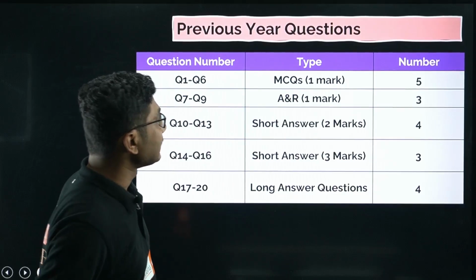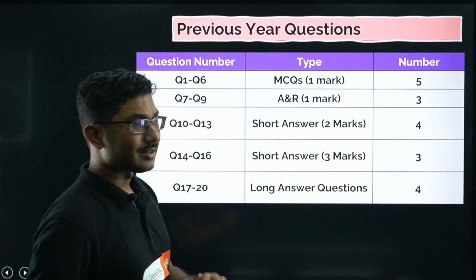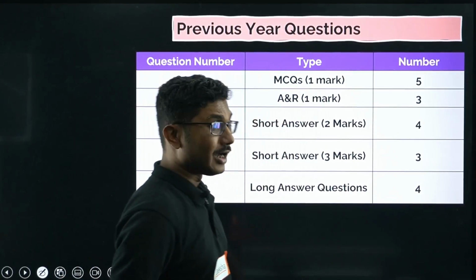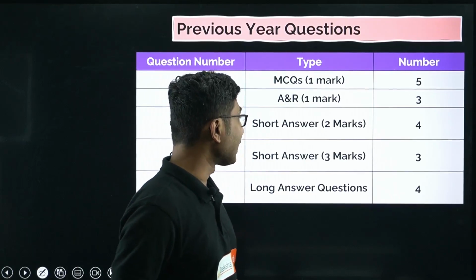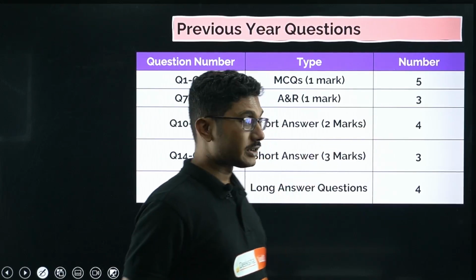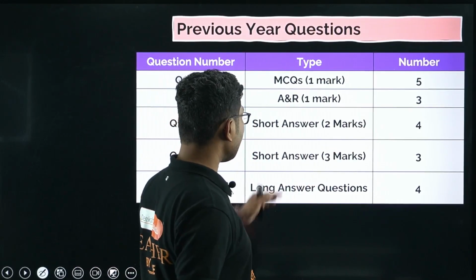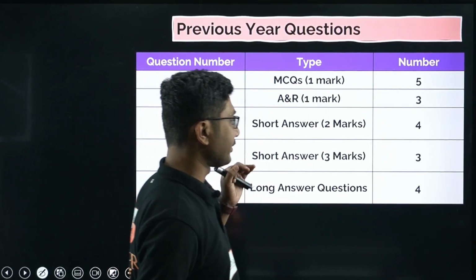So we will be discussing 5 MCQ questions. MCQ questions are slightly important from this chapter. Then we will also be discussing assertion and reason based questions in case they are asked from this chapter. There will be short questions, 2 marks, 4 questions, and short answer type questions, 3 marks questions, and there will be long answer type questions, 4 marks.